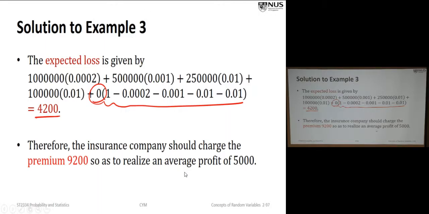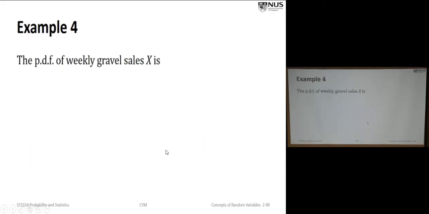So that's how it works. 5,000, about 100% profit, more than 100% profit of the cost. All right.